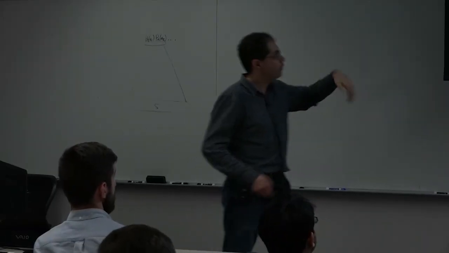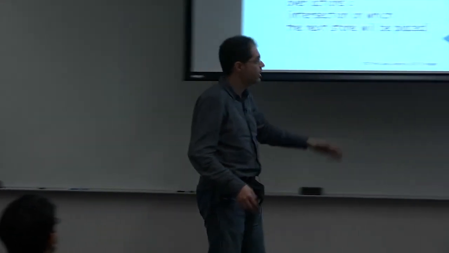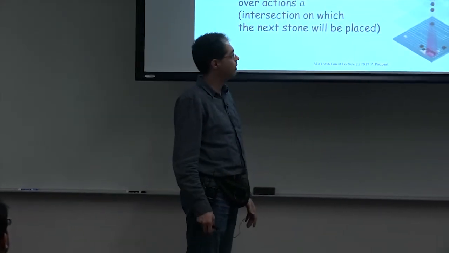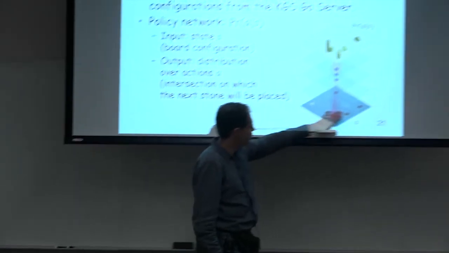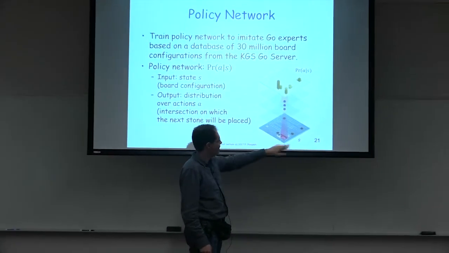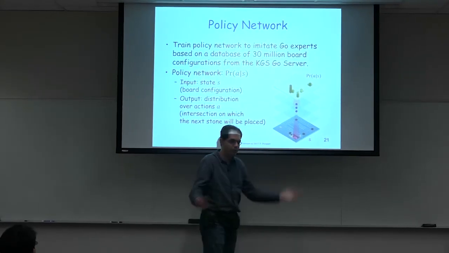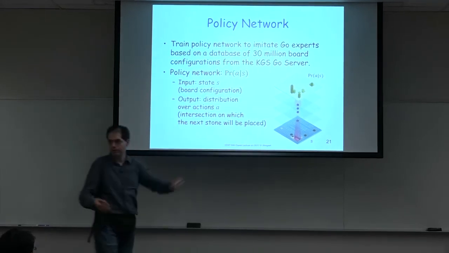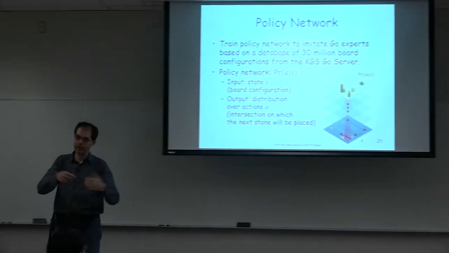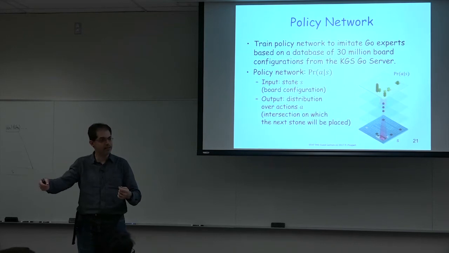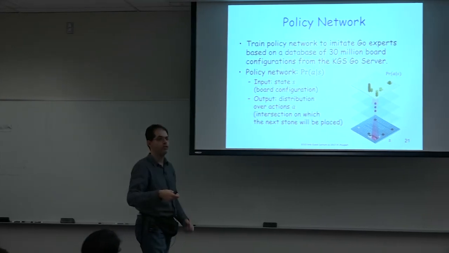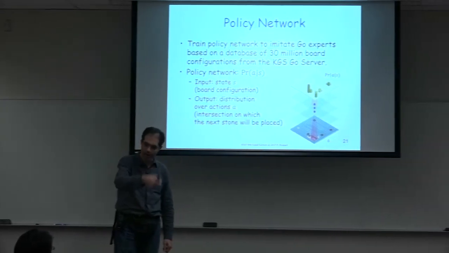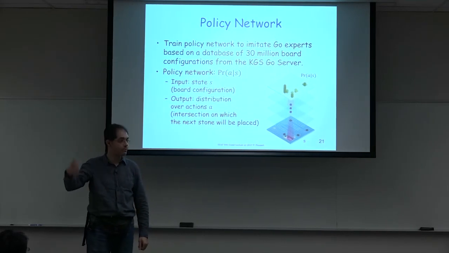Okay, so first, the policy network was essentially a deep convolutional neural network where as input we have a state, and then the state is essentially a board configuration. So we saw earlier that a board configuration is essentially a grid that's 19 by 19, and then each intersection might be occupied by a white stone, a black stone, or simply free.